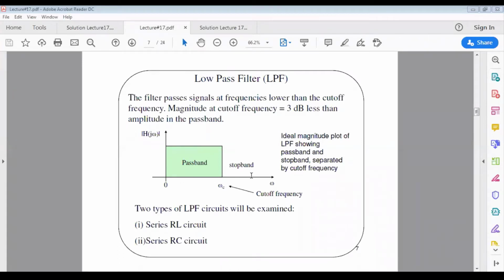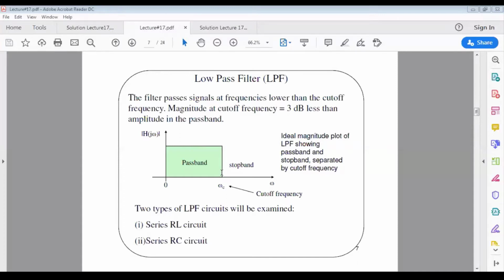what we have here is the ideal magnitude plot. What is meant by ideal? Ideal is a case whereby the separation between a pass band and stop band is very sharp, as shown here. A very sharp separation between a pass band and stop band is quite difficult to realize in a real case.